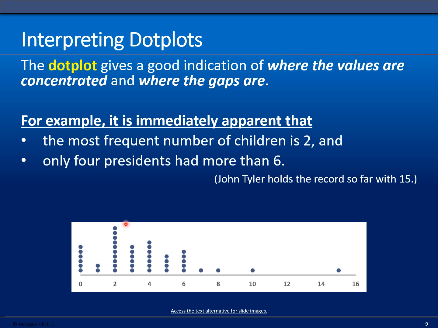So again, each dot represents a single data point, and then you're just stacking them like dice or blocks, etc., over that data point. For example, in this one, the number of children.